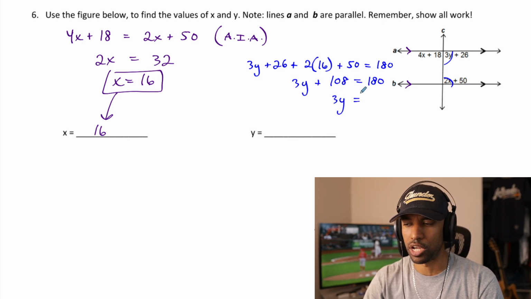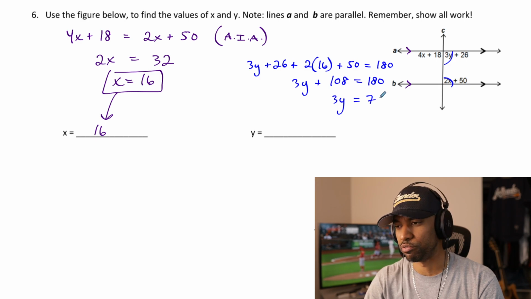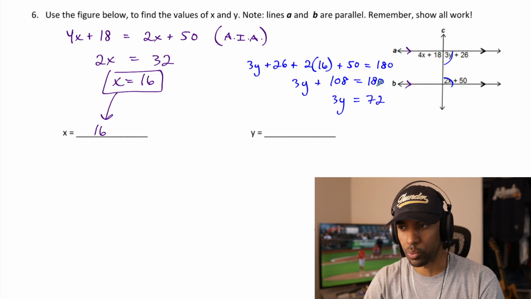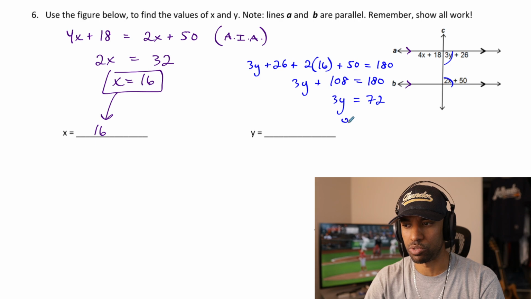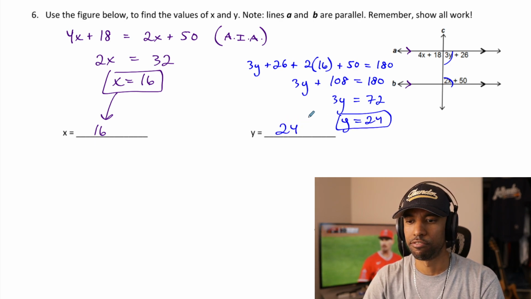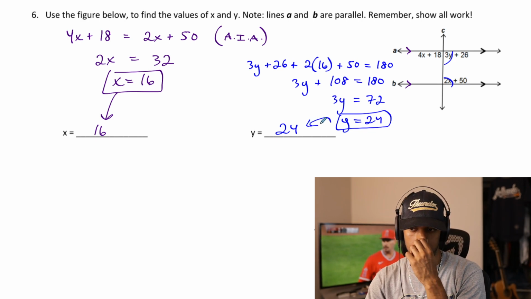You're kind of here for the geometry stuff if I'm going too fast here. Subtract 108 from both sides. 3y equals 72. Divide both sides by 3. You get y equals 24. So there you go. That is x and y.